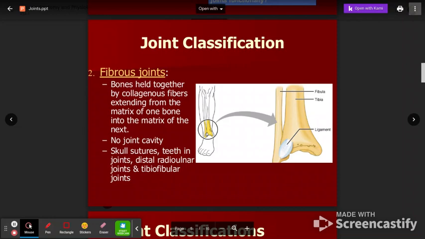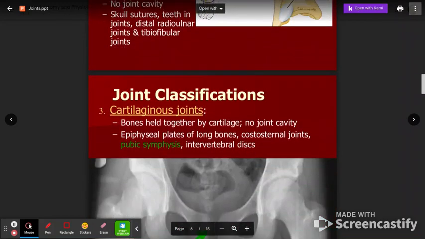Keep it joint, not the socket. It's technically a joint where your teeth are connected down in there. Okay, moving on.